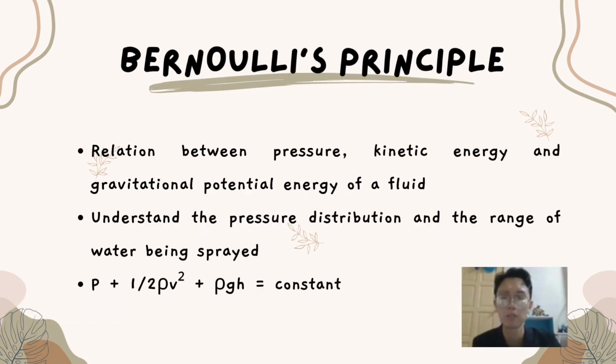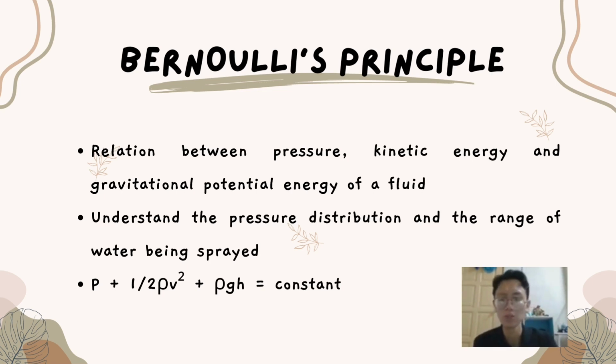So the first principle contained in this auto water sprinkler is Bernoulli's principle. Bernoulli's equation relates pressure, velocity, and elevation. In other words, it's the relation between the pressure, kinetic energy, and gravitational potential energy of a fluid.